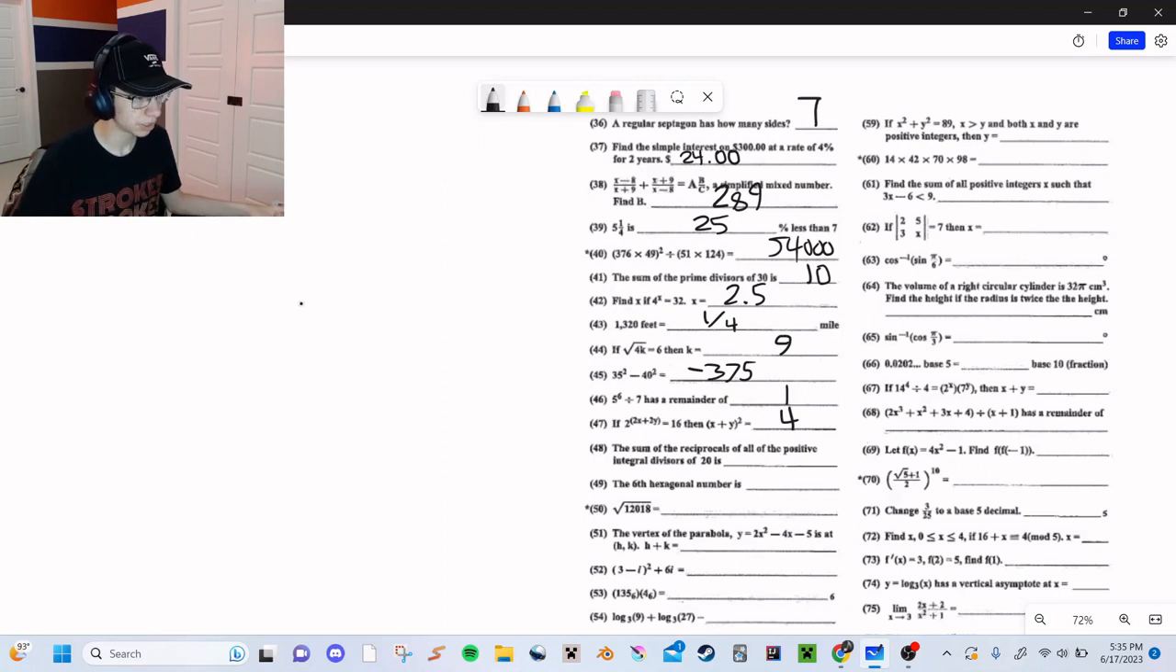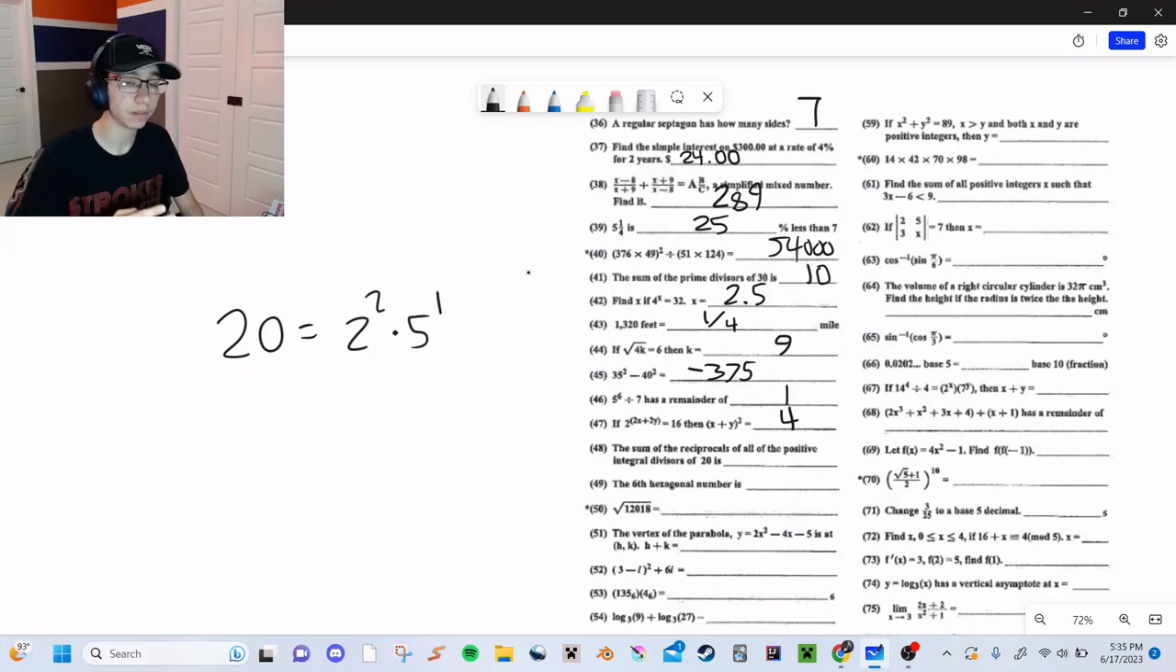But first, I need to show you how to do another type of question. This also involves prime factorization. Let's get the prime factorization of 20. That's 2 squared times 5 to the first. So the type of question I'm going to show you right now is how to get the sum of all the positive integral divisors of 20. Not yet the sum of the reciprocals of them. Let's just find out how to find the sum of all the regular divisors of 20.